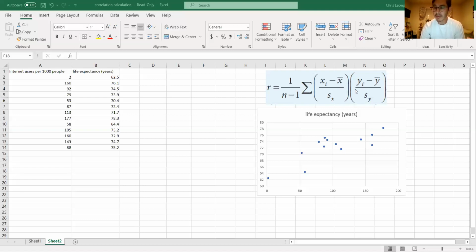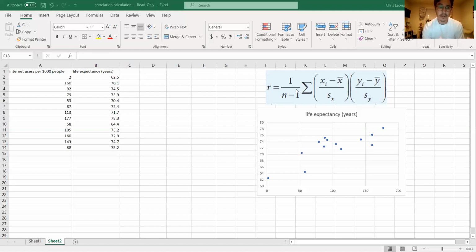And the fact that they're in parentheses next to each other is telling us that we need to multiply, or find the products of, those two z-scores. And then the fact that we're summing and then dividing is like averaging, right? So we're averaging the product of a bunch of z-scores.